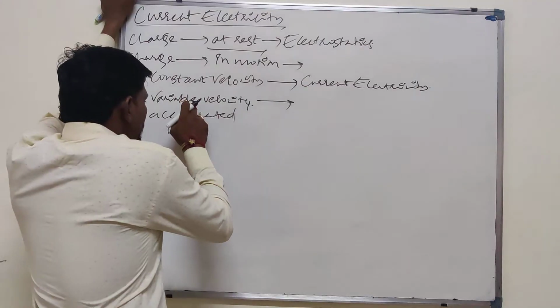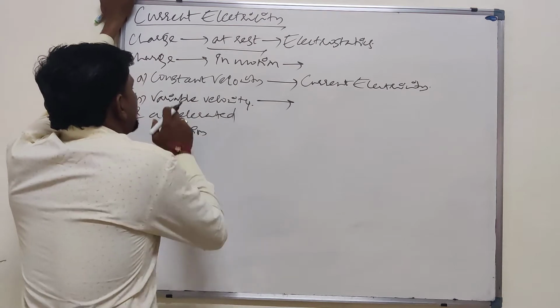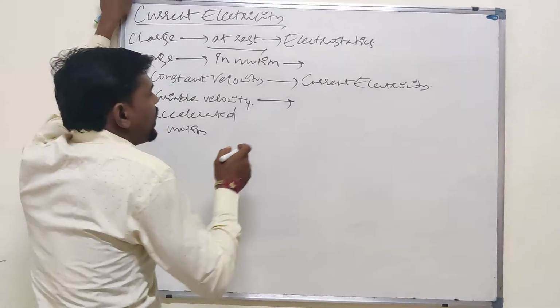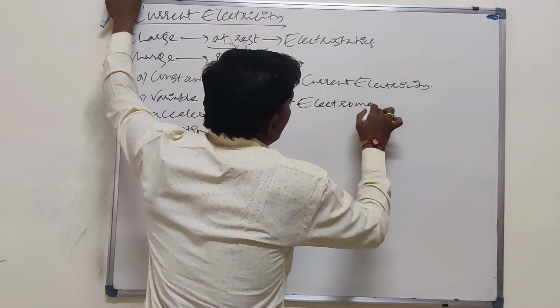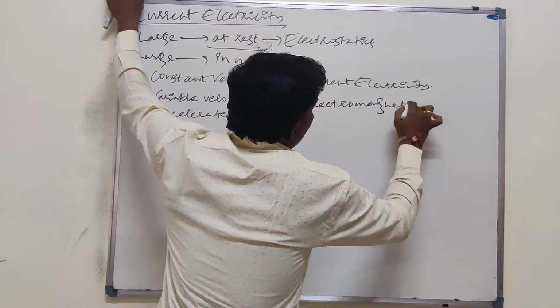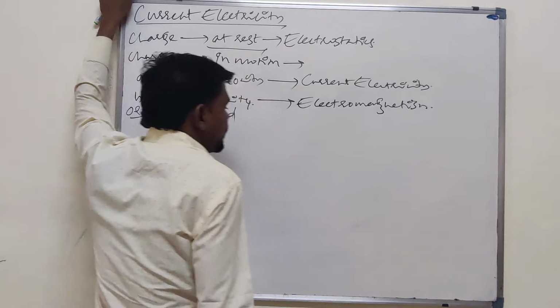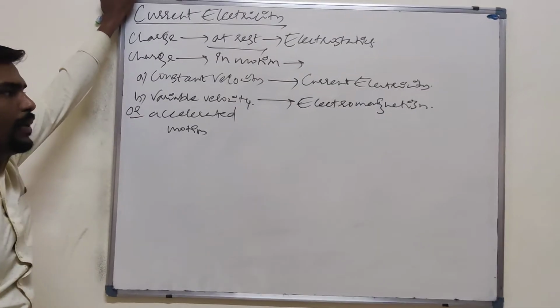Here this type of variable velocity of a charge we call electromagnetism, right?